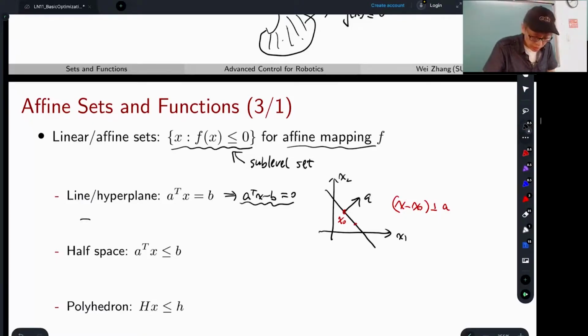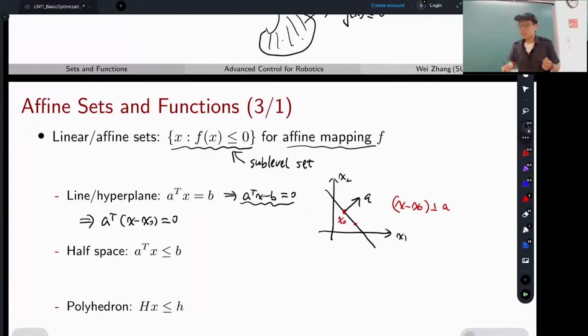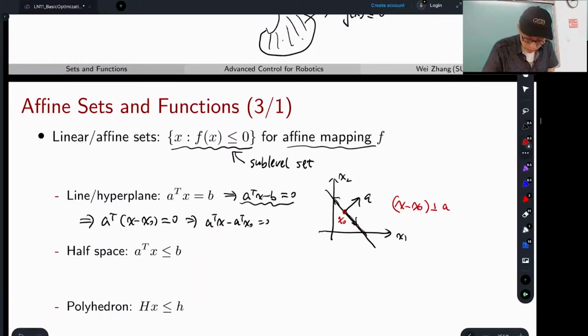By our notation, this means A transpose (x minus x0) equals 0, because the inner product in vector space Rn is A transpose x. That's orthogonality. That means A is perpendicular to any of these vectors, no matter where you put it. So that's basically of the form A transpose x minus A transpose x0 equals 0, and this is my b here. This line can be written as a level set of a linear equality constraint.